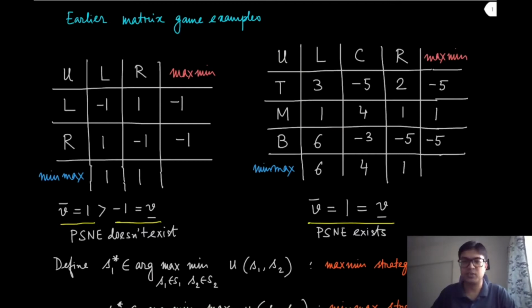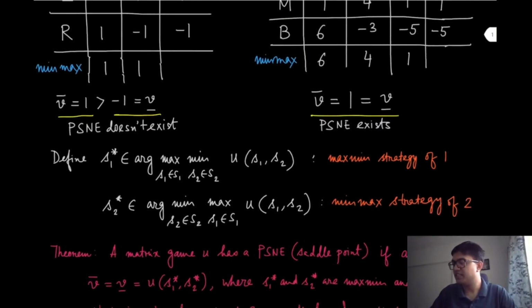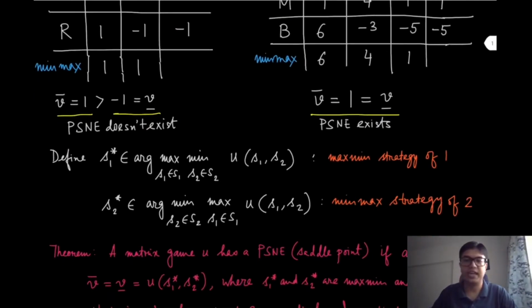Is this just a coincidence? We'll show in this module that it is not a coincidence. Indeed, if the PSNE has to exist, then it better be the case that this min-max and the max-min value be the same. Now, to prove that, let us also develop a little bit of notation.